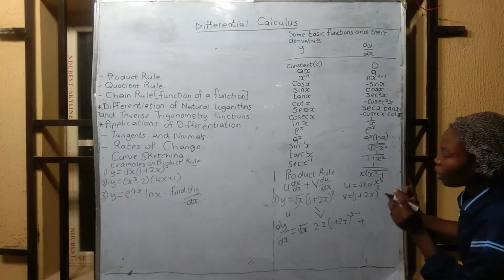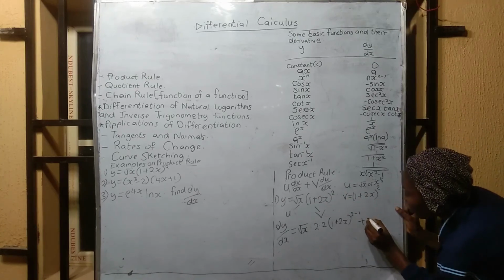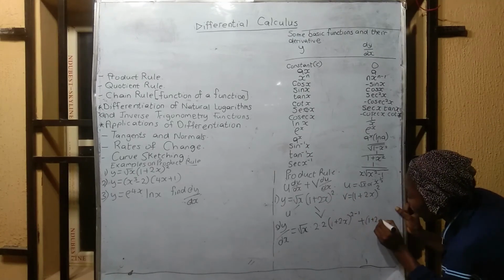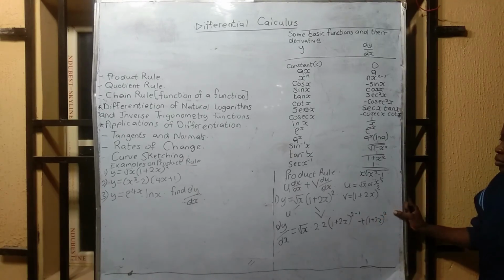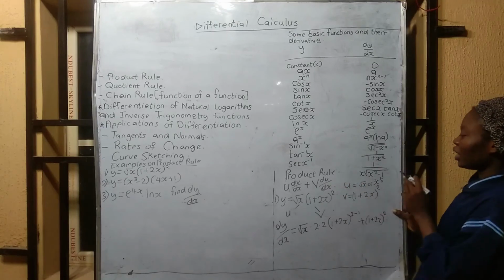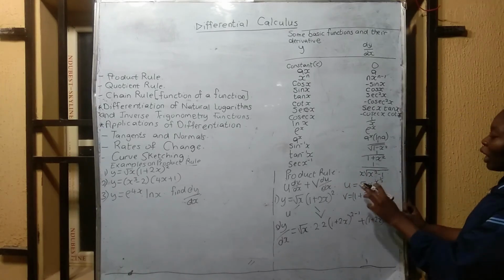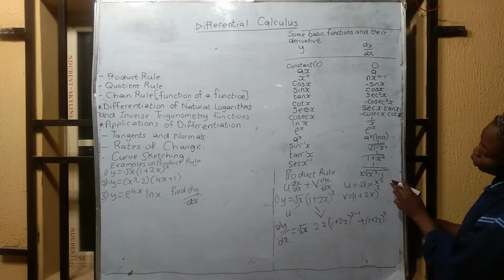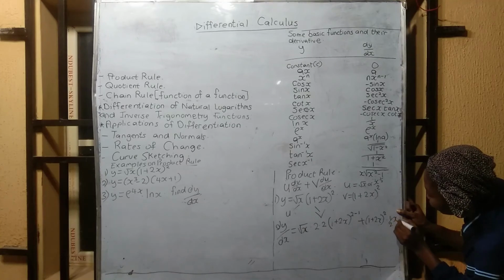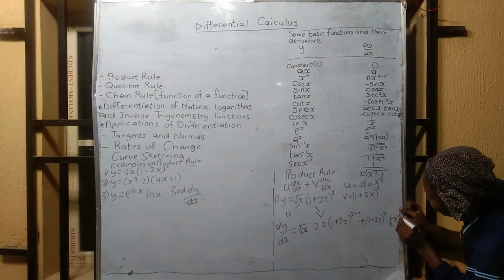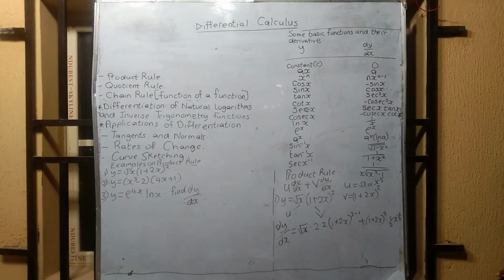plus, what's our v? Everything representing our v is 1 plus 2x all squared, multiplied by du/dx. That is, we are differentiating our u with respect to x. Our u is x raised to power 1 over 2. So we have 1 over 2 x raised to power minus half. That is half minus 1.